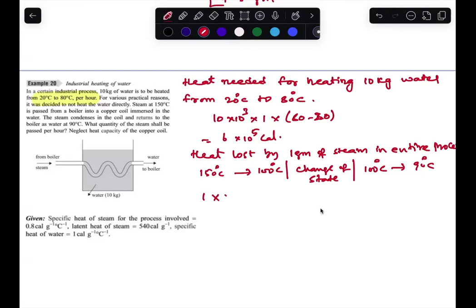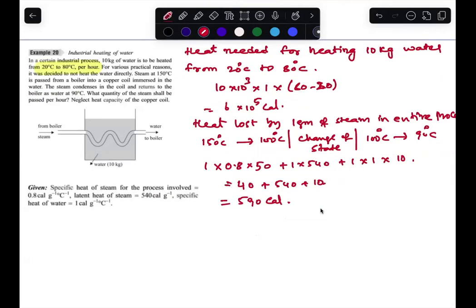1 into, specific heat of water is given, specific heat of steam, 0.8 into 50, because 150 to 100. Change of state, 1 into 540. 1 into 100 minus 90, 10. 8 5s are 40, 540, 10, 550 plus 40. This is 590 calorie. You require 6 into 10 power 5 calorie.